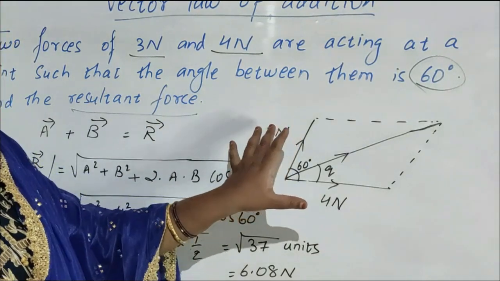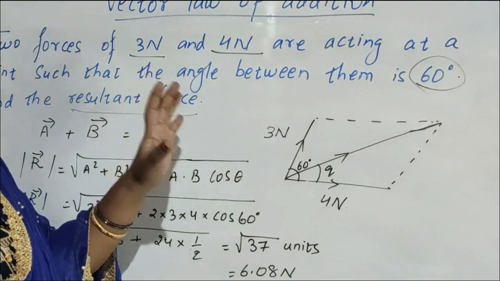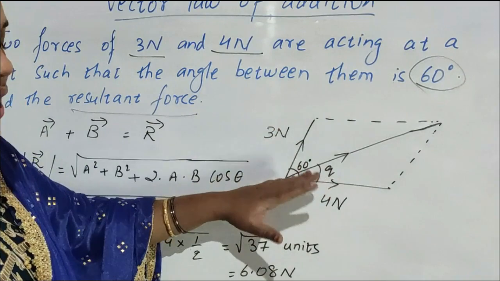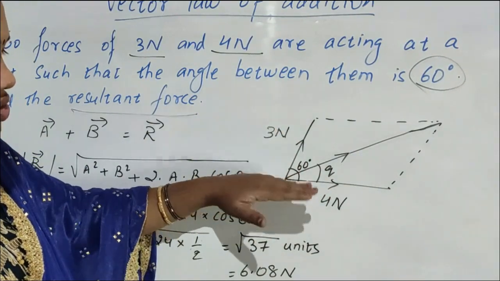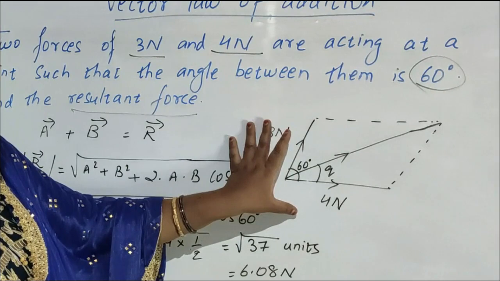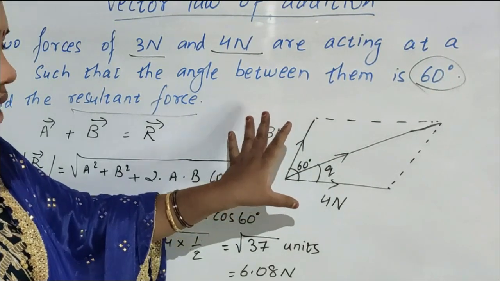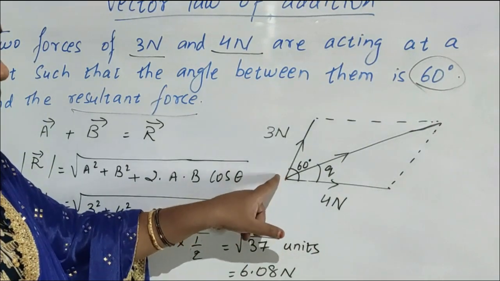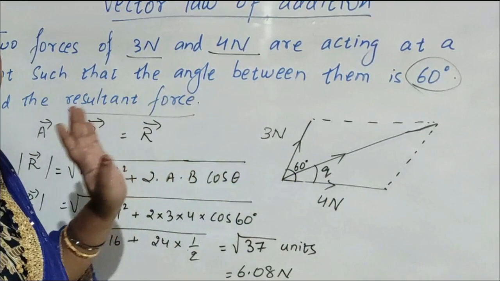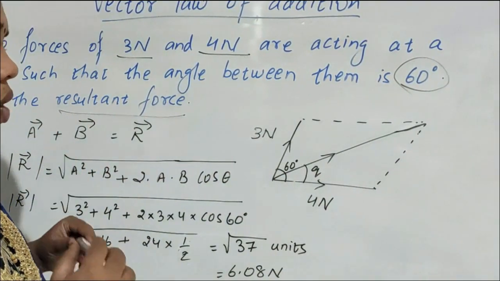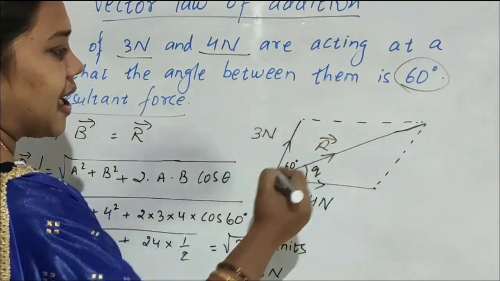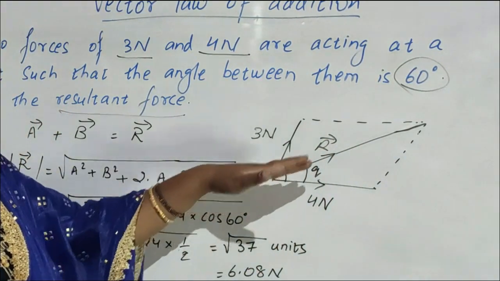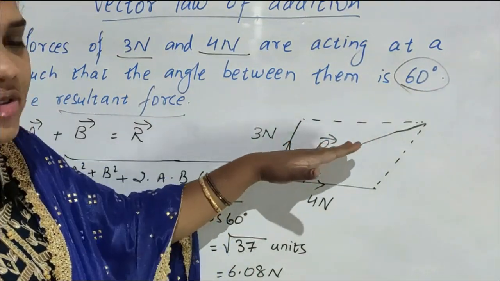These two forces we will consider as the adjacent sides of a parallelogram. The two vectors, the 3 Newton force and the 4 Newton force, act as the adjacent sides of the parallelogram. How are they joined? Tail to tail, and the angle between them is 60 degrees. Now, what is the resultant vector? When we add, the resultant vector will be the diagonal of the parallelogram. This is the diagonal.